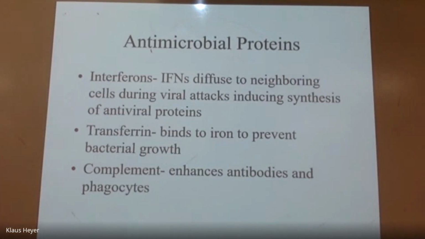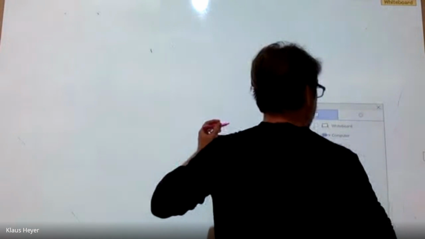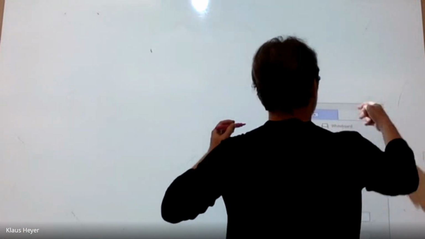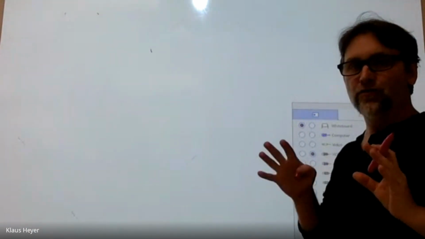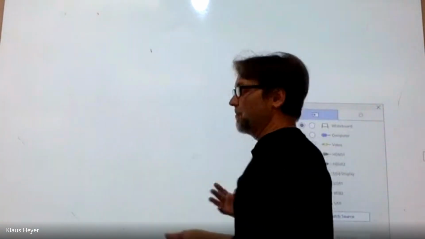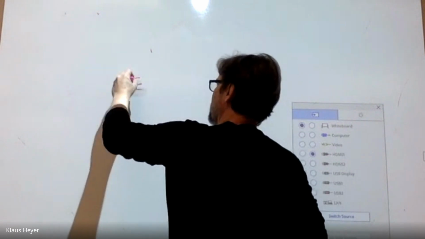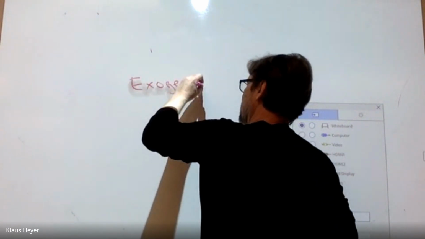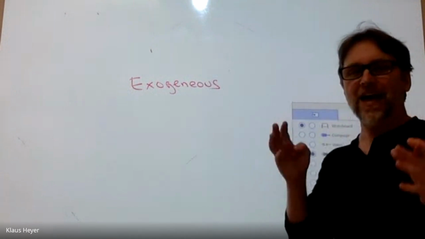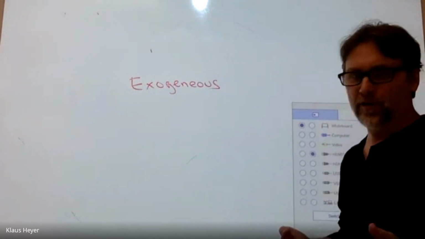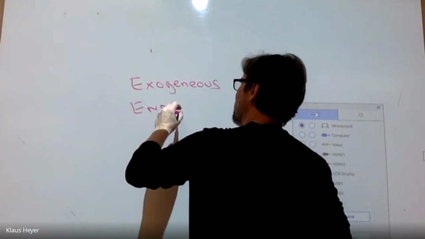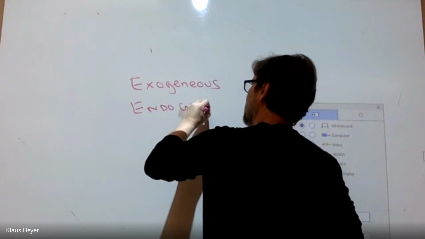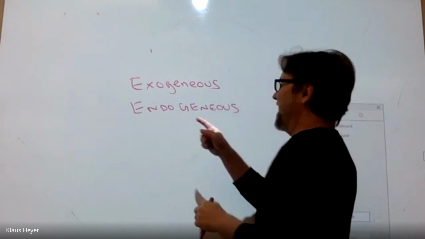Something I want to tell you before I do that slide. There are two types of pathogens. When we look at pathogens, we can look at them as exogenous, and that means that they attack the cell from the outside. That's pretty standard. But viruses are a little bit different, and we call them endogenous. They attack from the inside.